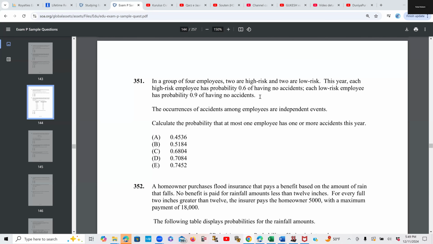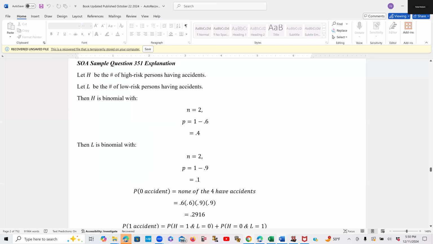In a group of 4 employees, 2 are high risk, 2 are low risk. This year, each high risk has probability 0.6 of no accidents, and each low risk has probability 0.9 of having no accidents. The occurrence of accidents are independent. Calculate the probability that at most one employee has one or more accidents this year.